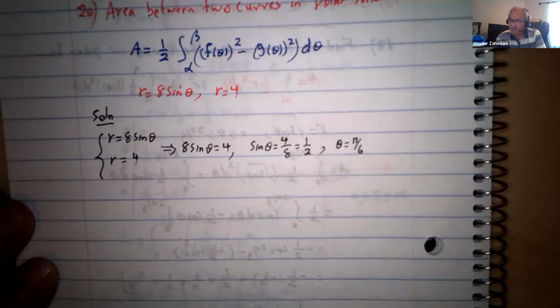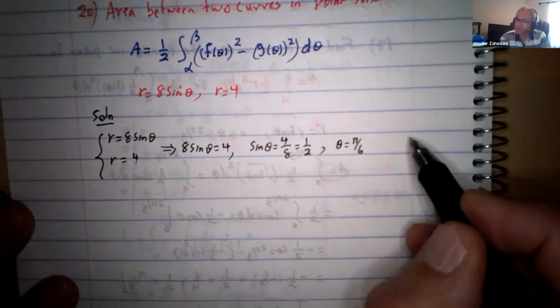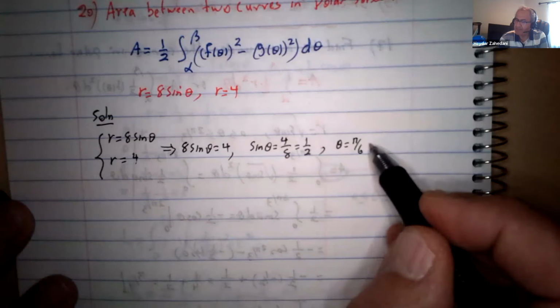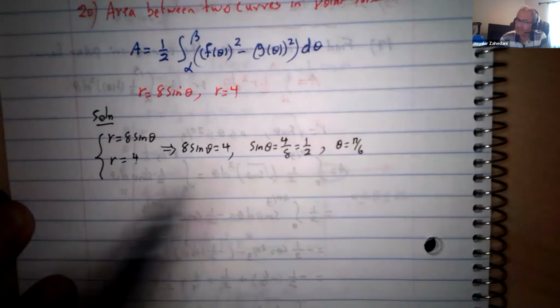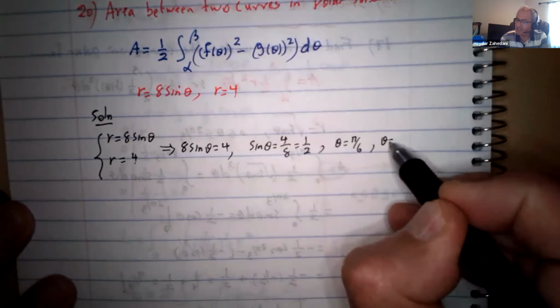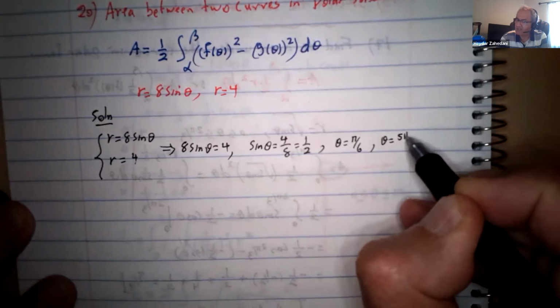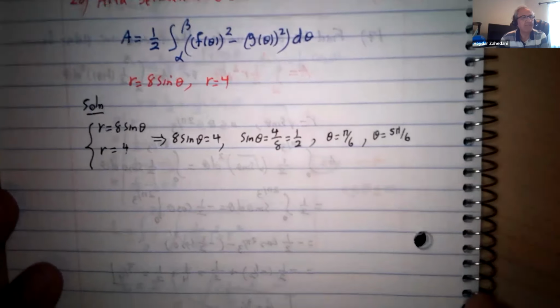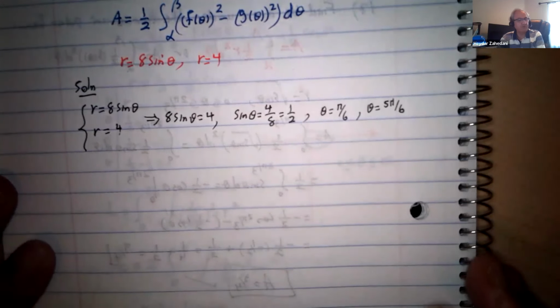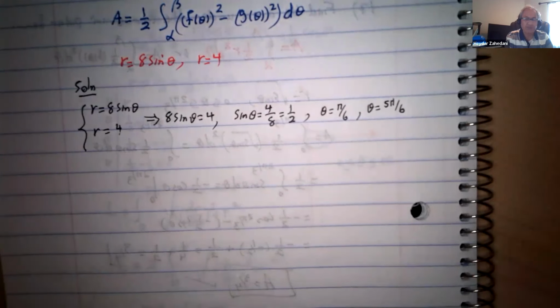Okay, so sine is positive, so it's going to be in the first quadrant and the second one. And in the second one it is 150 degrees. Okay, so basically this is what you're going to do. You have to integrate the difference that we talked about in this format. Even if you don't graph it, it can be done quickly.